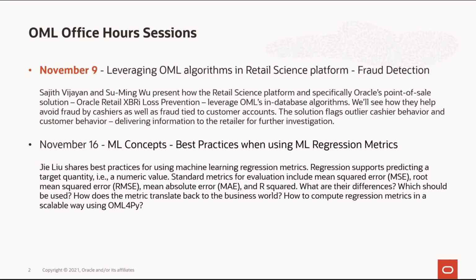And next week, our data scientist, Ji Lu, will share best practices for using machine learning regression metrics. Regression supports predicting a quantity, that is some numeric value. Standard metrics for evaluation include mean square error, root mean squared error, the mean absolute error, and R squared. Well, what's the difference? Which should be used? And how does the metric translate back to the business world? How do we compute regression metrics in a scalable way using OML for Python? And Ji Lu will address these questions next week.